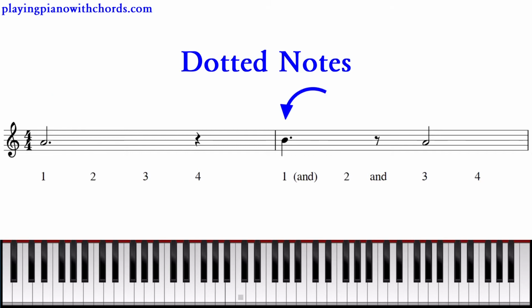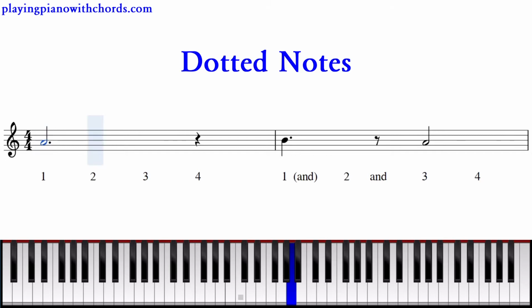The dotted quarter note in the second measure has 1.5 beats to it, or 3/8 beats. 1 for the quarter note and another half one for the dot. That's why there is an 8th rest on the 2 and to complete the second beat. So here's how you count it.